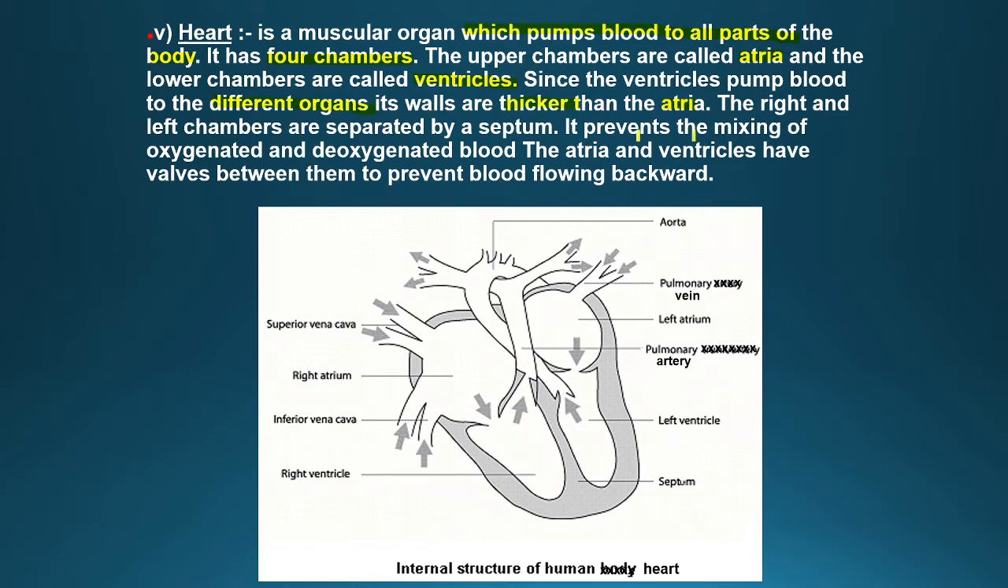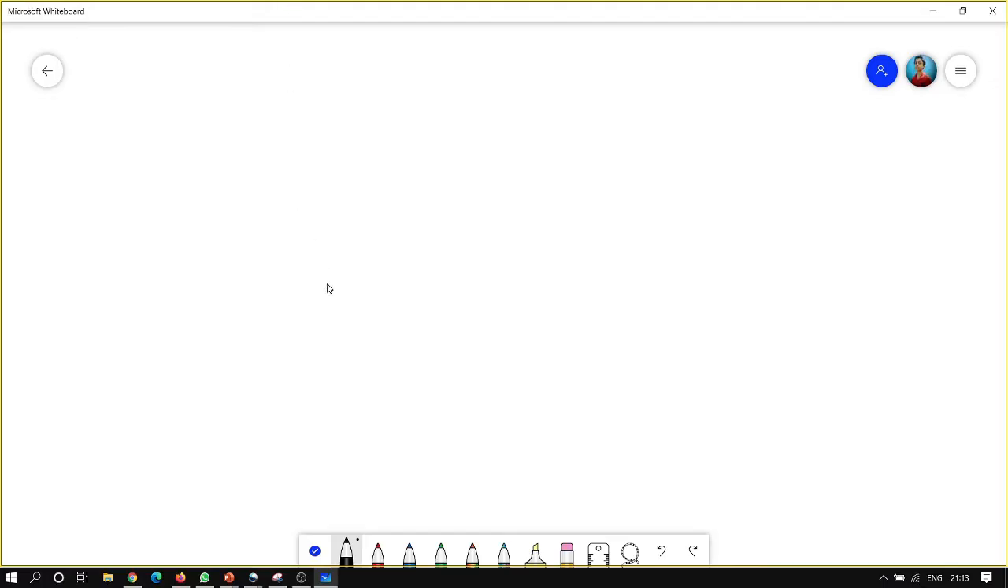Remember this, guys. The right and left chambers are separated by a septum, and it prevents the mixing of oxygenated and deoxygenated blood. The atrium and the ventricles have valves between them to prevent blood flowing backward. So, guys, this is the diagram. Now I'm going to explain the process and the mechanism of the heart.